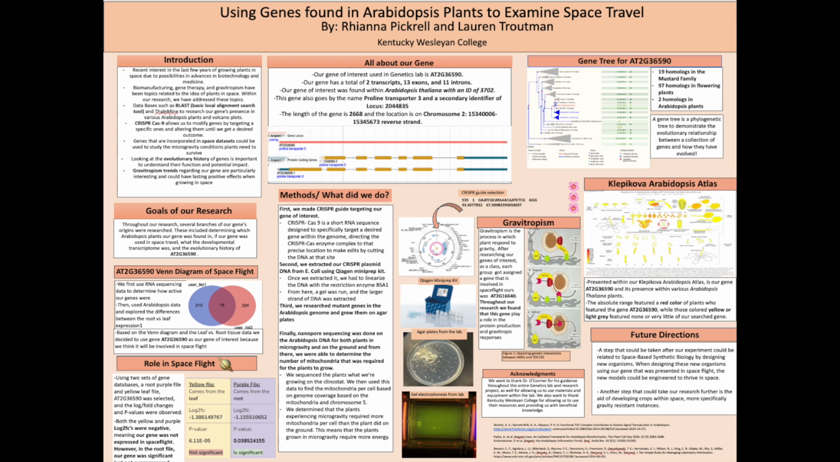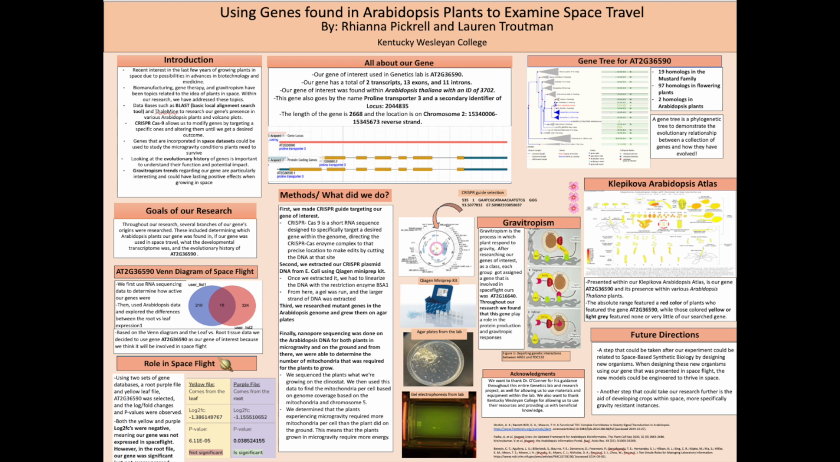Along with analyzing volcano plots, we also use CRISPR-Cas9 technology to enable precise gene editing, allowing us to target and modify specific genes to achieve desired outcomes. The genes identified in space datasets can be used to explore how plants adapt to the microgravity conditions necessary for survival in space. Additionally, studying the evolutionary history of these genes provides insights into their function and potential impact. Of particular interest are the gravitropism trends associated with our gene of focus, which may have significant implications for the successful cultivation of plants in space environments.